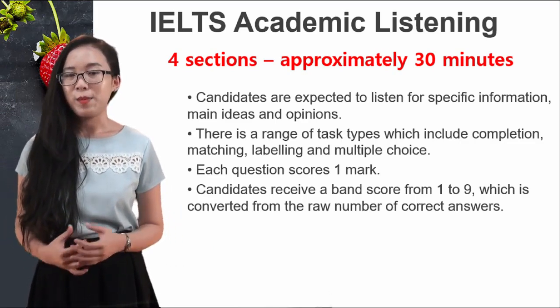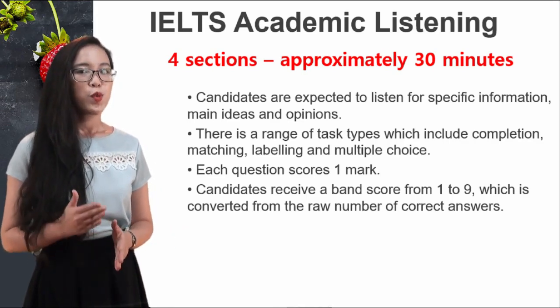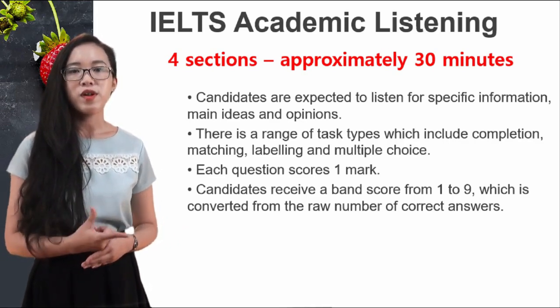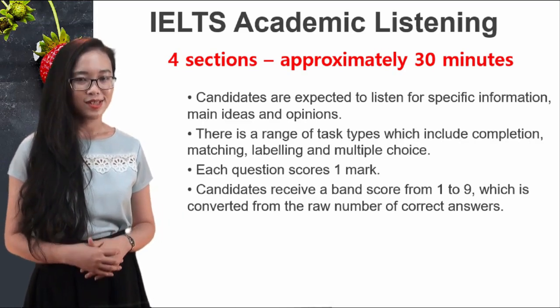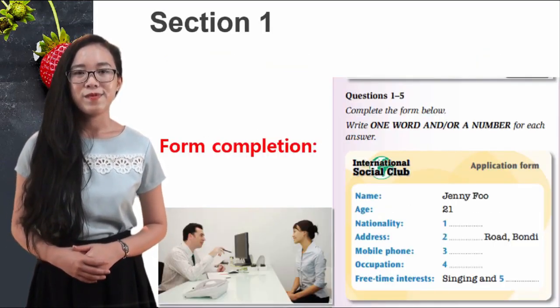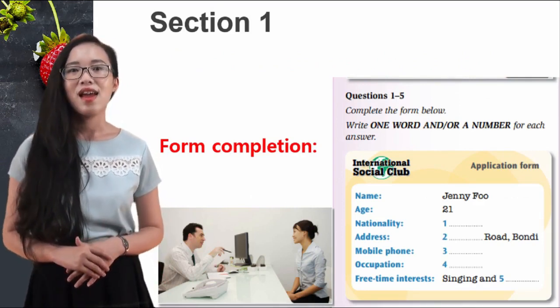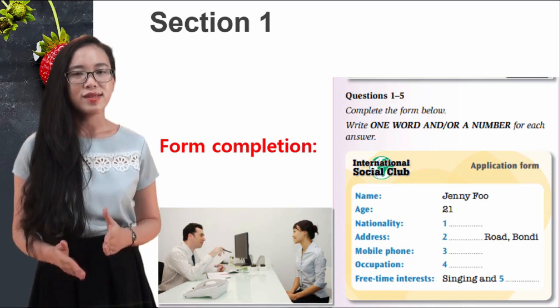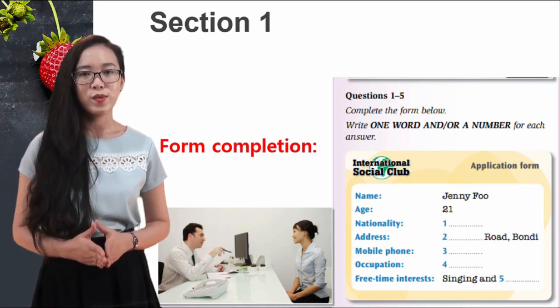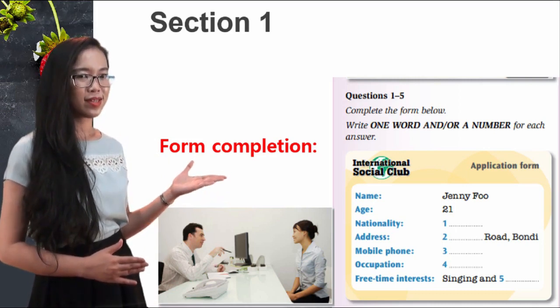Candidates will receive a band score from 1 to 9, which will be converted from the raw number of the correct answers. Now, let's come to the very first session in 4 sessions, session number 1. In session 1, there is a typical task that you will meet all the time, that is the form completion.